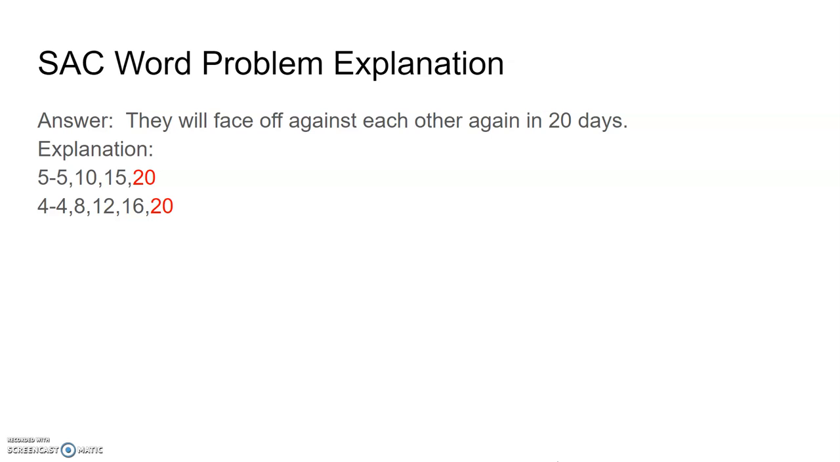Answer: they will face off against each other again in 20 days. Here's how to do this word problem. What you do is that you put 5 and 4 on a number line, and you count up the multiples of 5: 5, 10, 15, 20, and then you count up the multiples of 4: 4, 8, 12, 16, and 20. As you can see, the lowest common multiple between 5 and 4 is 20, which gives you the answer 20.